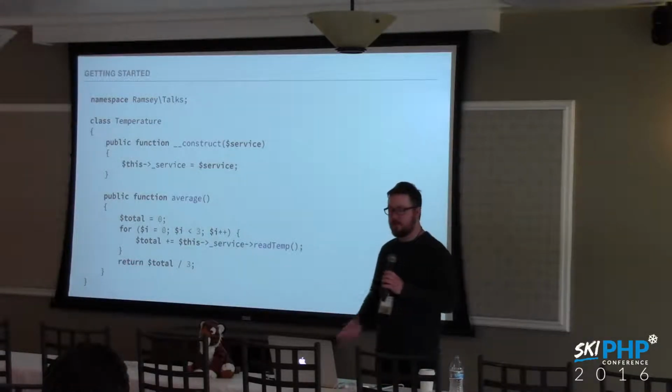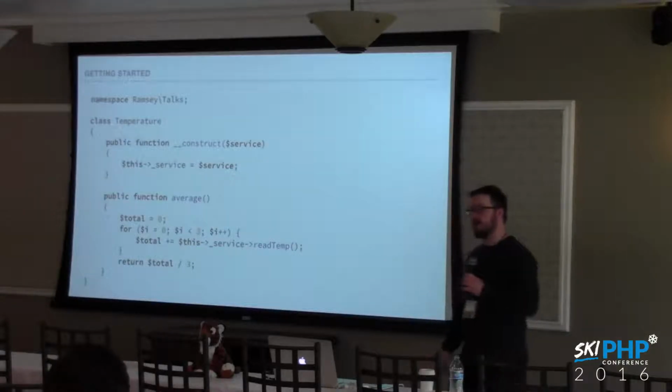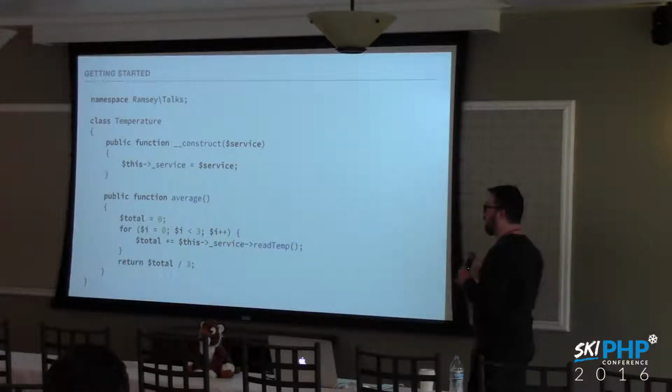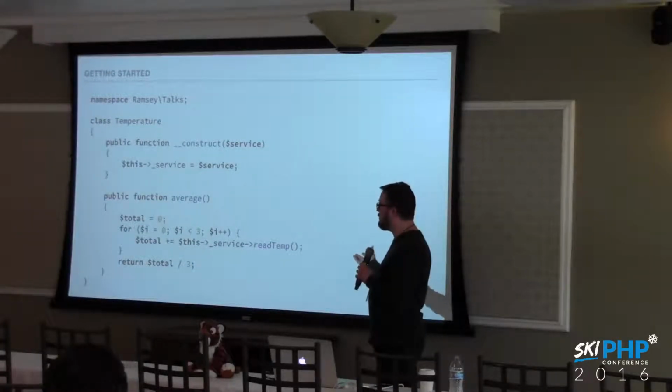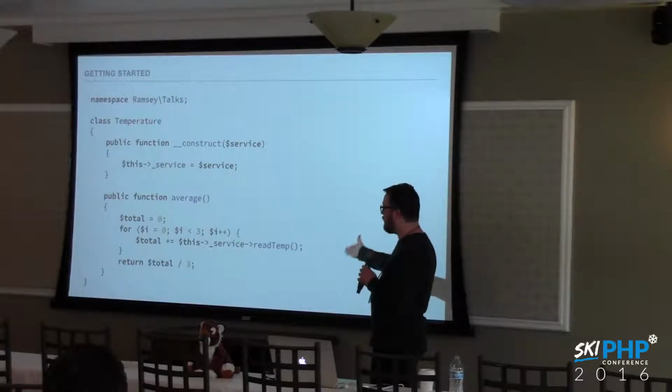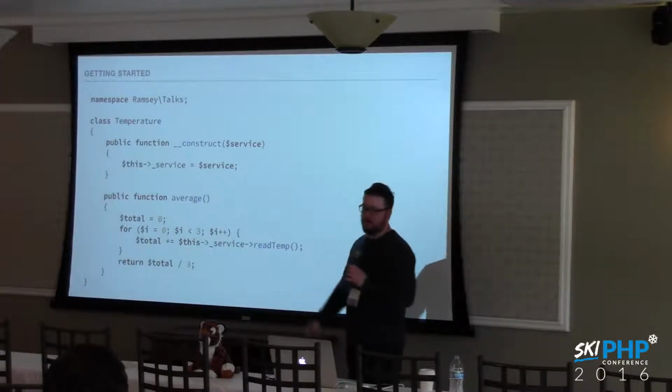This is an example. This one in particular does come out of the Mockery examples in their documentation. This is a temperature class. And so the idea is that we want to test this class. We've got two methods on it, a constructor and an average. We want to test the average unit. This is the unit we want to test, the average method.